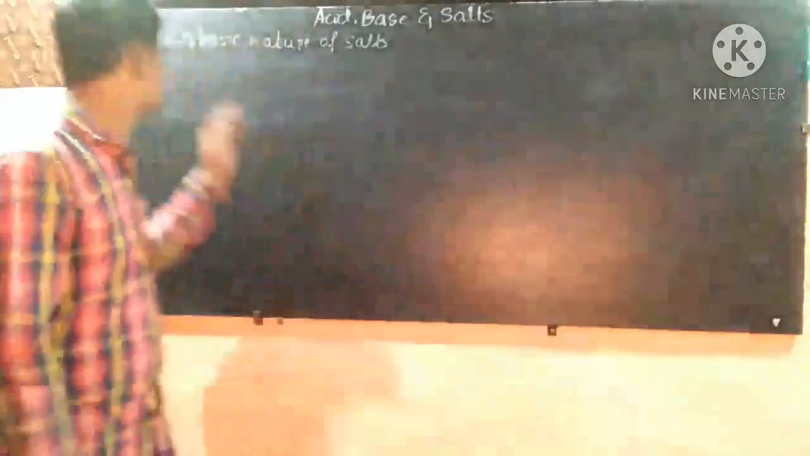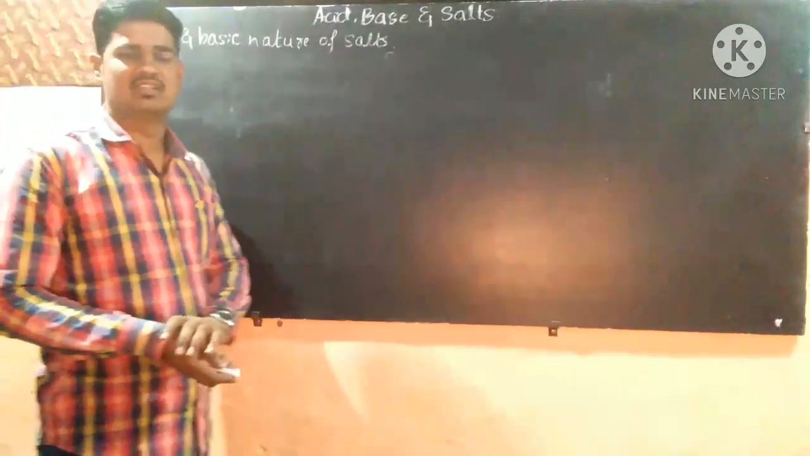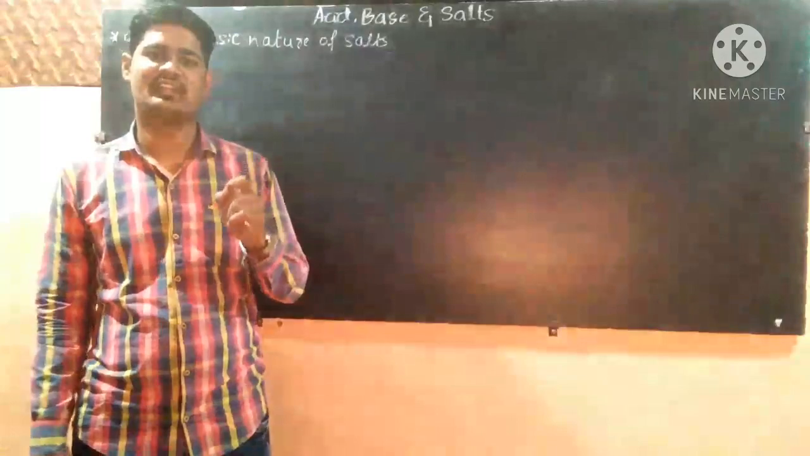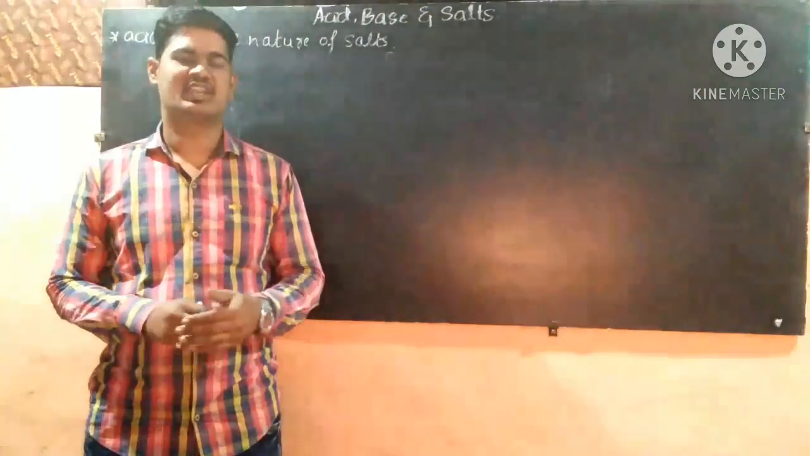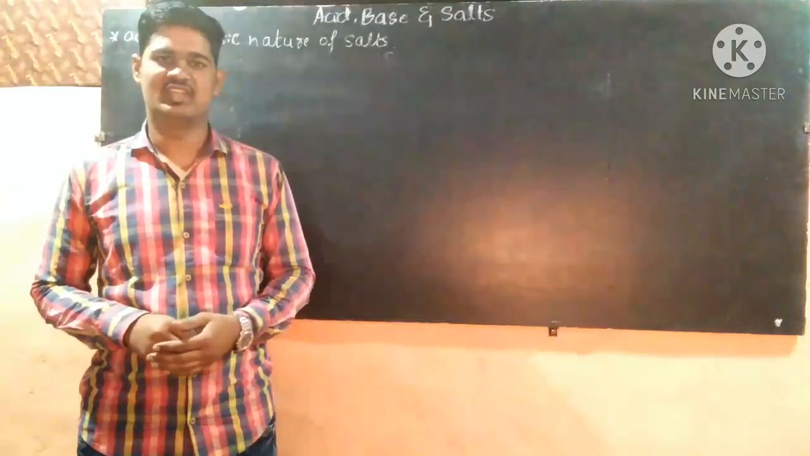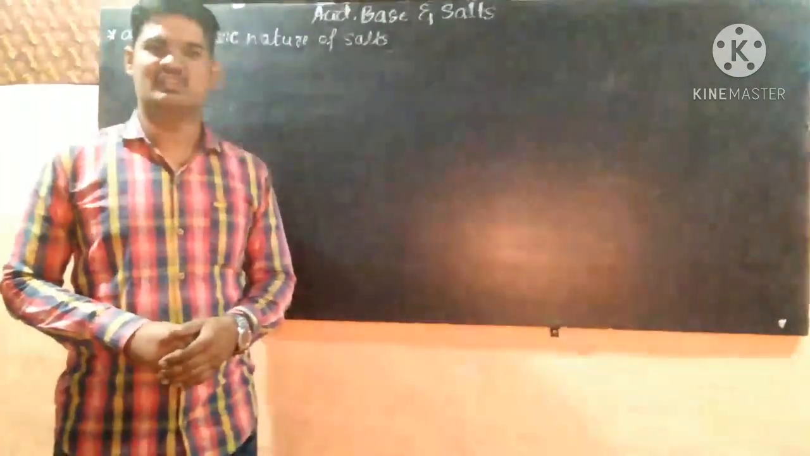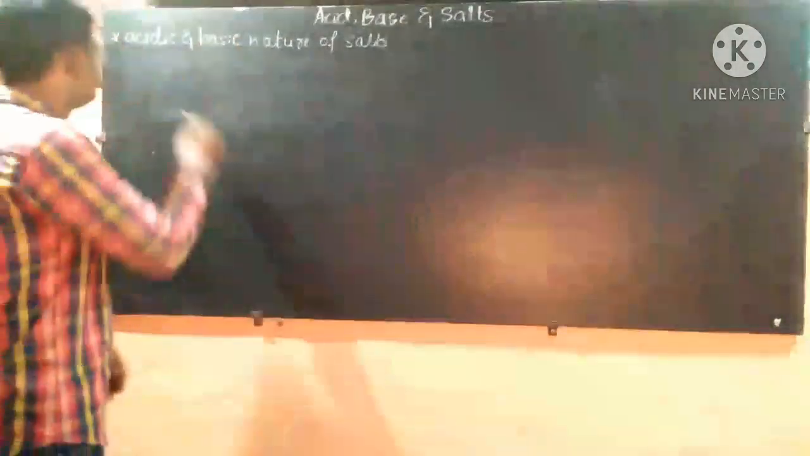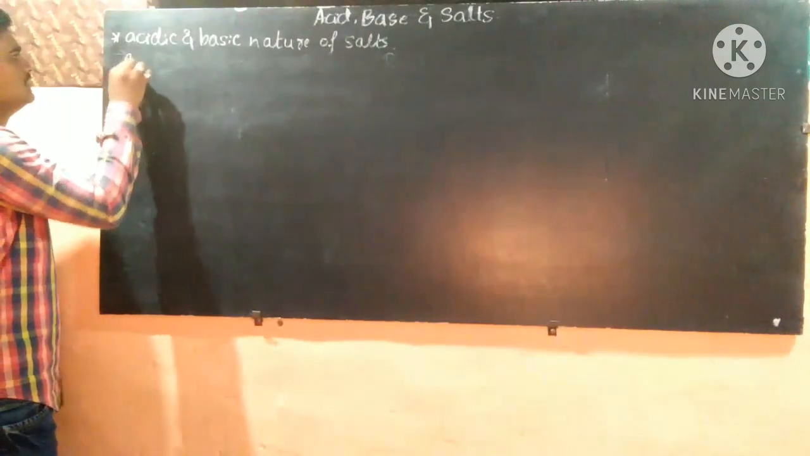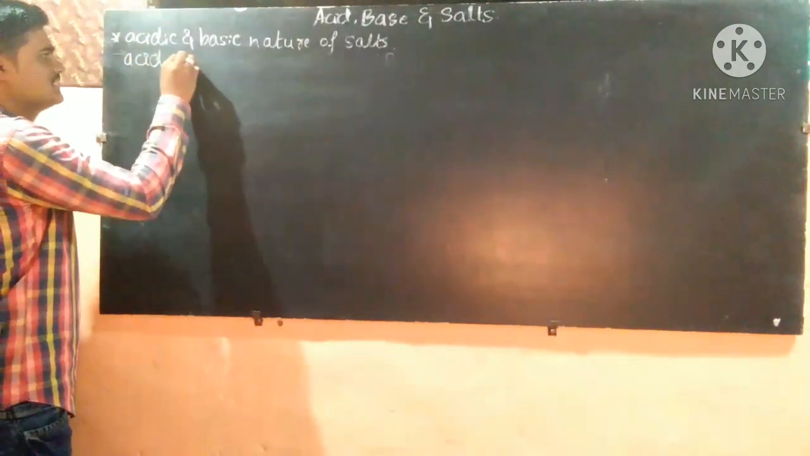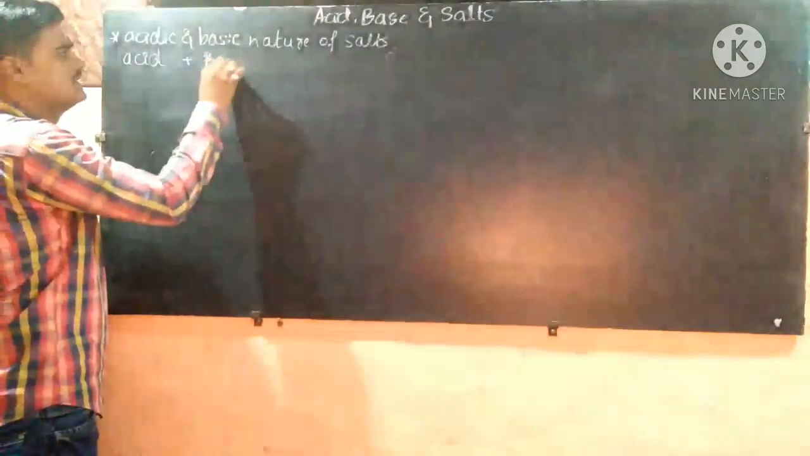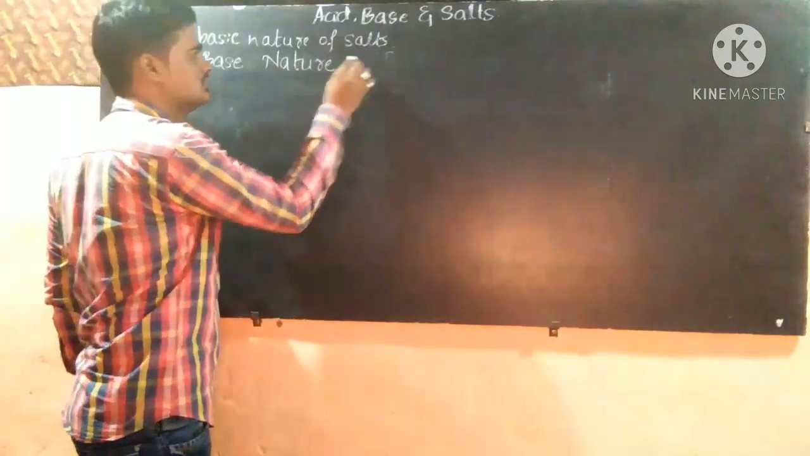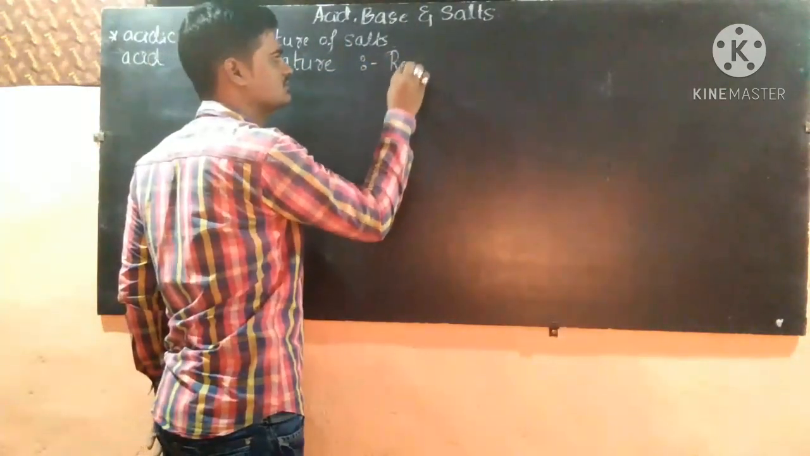So let me begin. Acidic and basic nature of salts. Salts produced during neutralization reactions have acidic, basic or neutral properties depending upon the strength of the acids and bases involved in the reaction. By taking some examples, we will study how the acidic and basic property of salts is formed. Here we take the acid involved in the neutralization reaction, plus the base involved, and the nature of the salt, along with the chemical reactions.